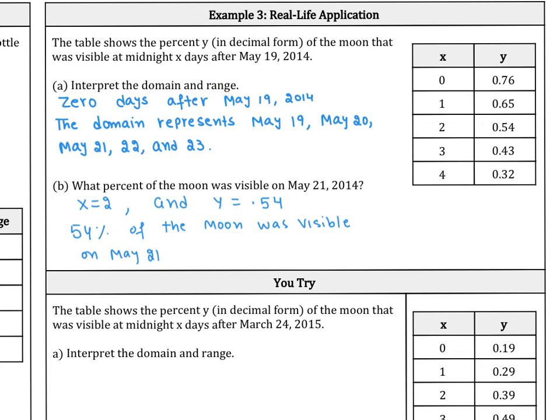So what is the range? y is the range, and that represents the amount of visibility of the moon that decreases each day.